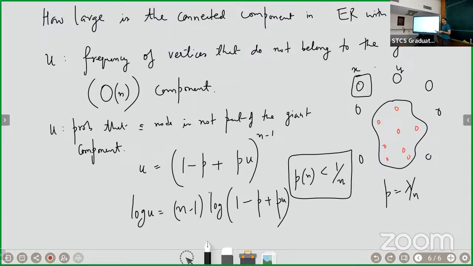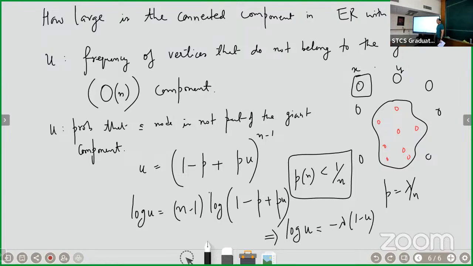Lambda equal to 1. I want an equation in terms of u and lambda. That's it. And not n. N will disappear because of n minus 1 by n. So this log u is basically lambda multiplied by u minus 1. So just tell me, log u is equal to how much? Lambda multiplied by u minus 1.